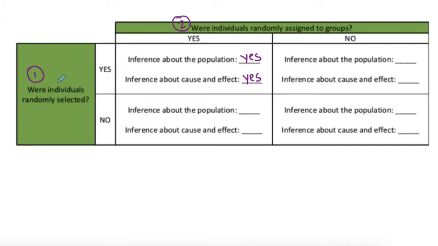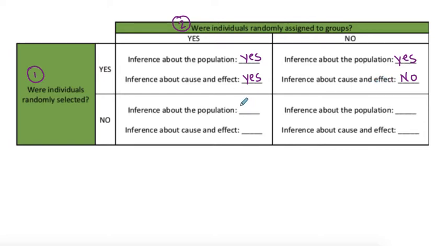So if I sampled randomly from the school population and I assigned my sample to those groups, I could make these two conclusions. I can always make inference about the population if my individuals were randomly selected. However, in this case, if I do not randomly assign to groups, if I've let them pick that, or if it was an observational study, I cannot make cause and effect. So this would only be an experiment here. And since I didn't randomly assign treatments, I can't make cause and effect inference.